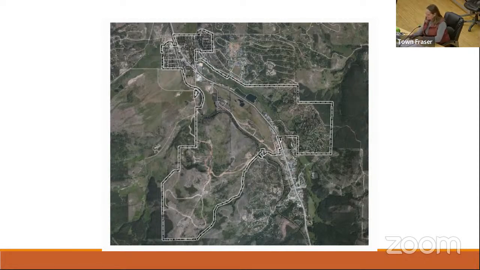Okay. And we have large seasonal fluctuations as a result of the tourist economy, and also second homeowners.